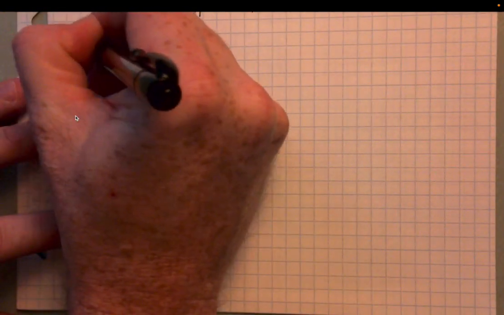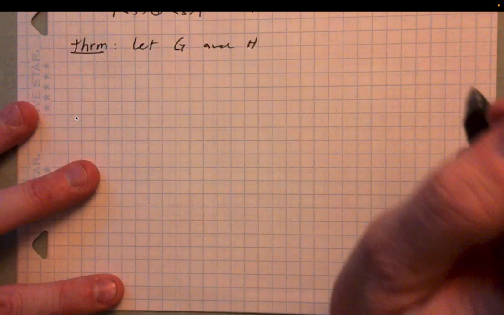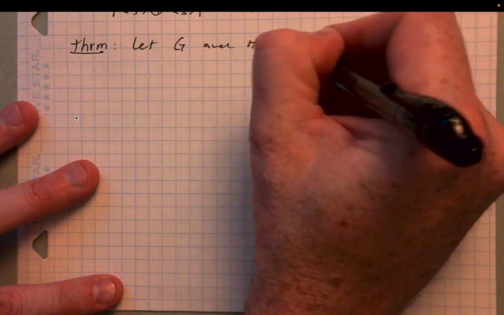Okay, we got another theorem here, and this is one that I mentioned earlier that would be coming. This one and the following. So let's let G and H be finite cyclic groups.